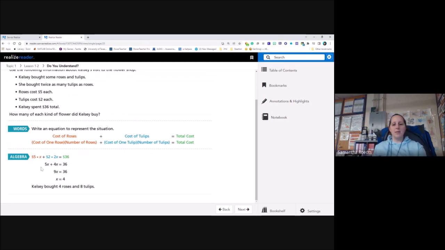Multiply through. 5 times x is 5x, 2 times 2x is 4x, equals 36. 5x plus 4x is 9x. Divided by 9 gives me 4. So Kelsey bought 4 roses and 8 tulips. And that is the end of Unit 1, Lesson 2.